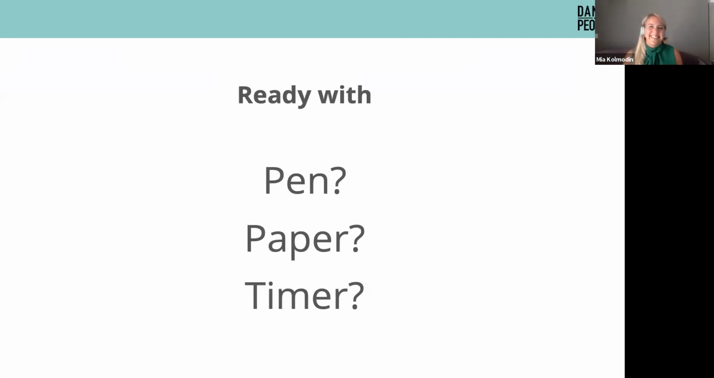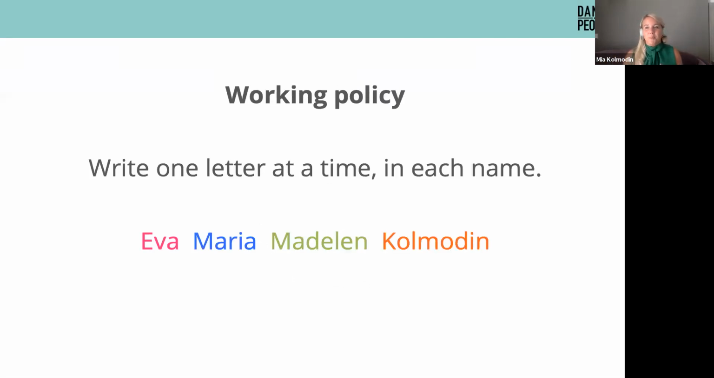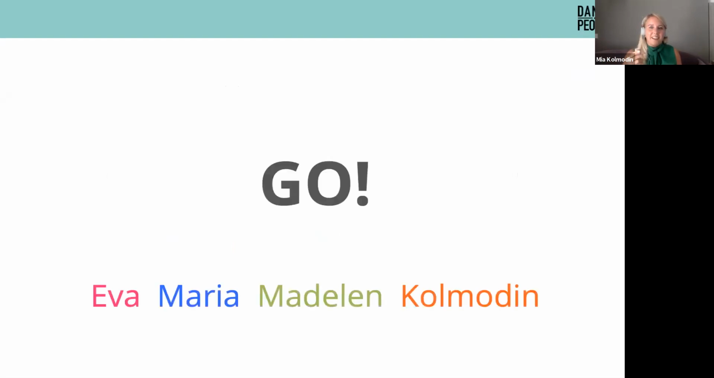Good. But we have this working policy. Of course, we have to make this in a really good way, so we make some policies here. You have to write one letter at a time in each of these names. So one letter in Eva, one in Maria, one in Madeleine, and one in Kolmodin, and then you start all over again. This is a great policy we created together. Maybe you remember that since before. Okay, are you all right, Anna? Yeah, good. So have your timer ready and let's go.